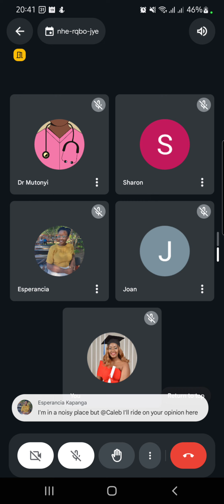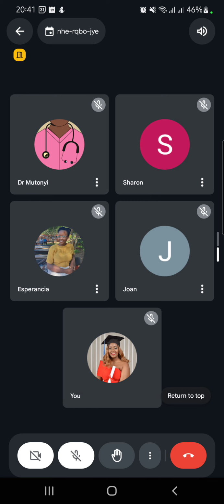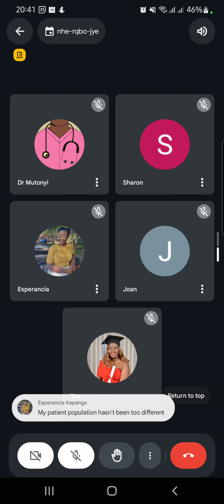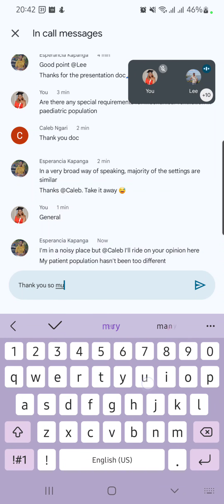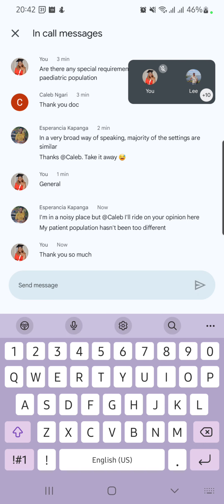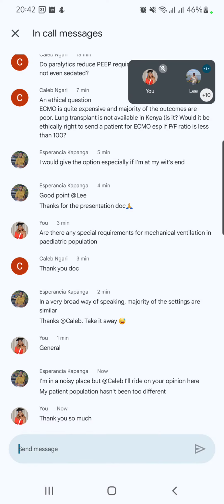Okay, so she largely agrees with what Caleb has said. Though I think in any active session, there's still some curiosity that could be raised. We could always do a bit more reading, and that's something that we can still go and check. Nonetheless, it was a very active discussion. She says her patient population has not been too different. Paula, is that satisfactory? Yes, it is.